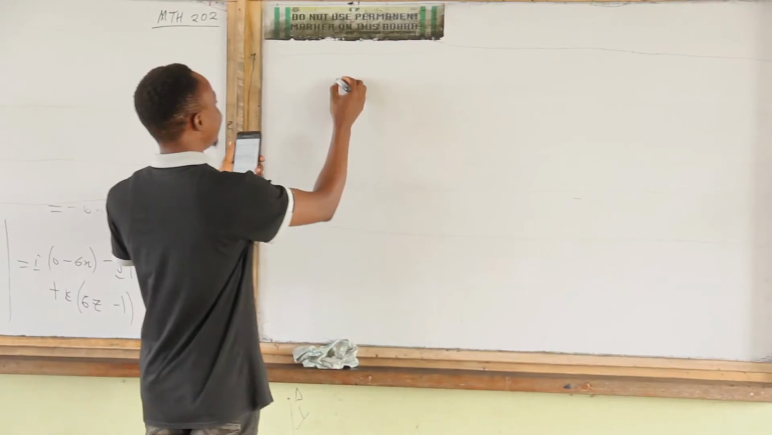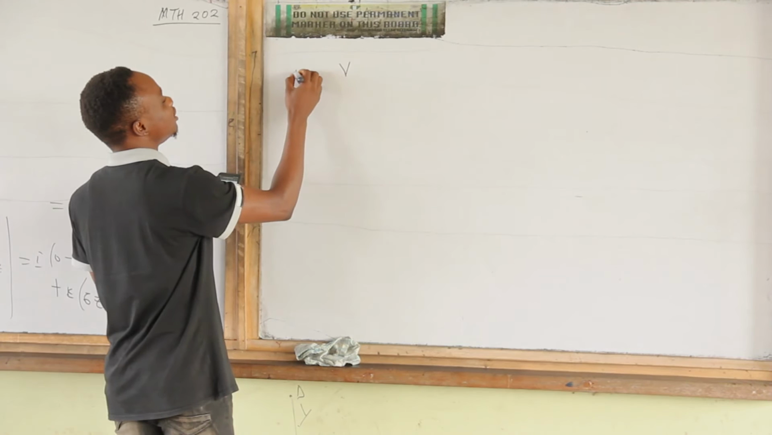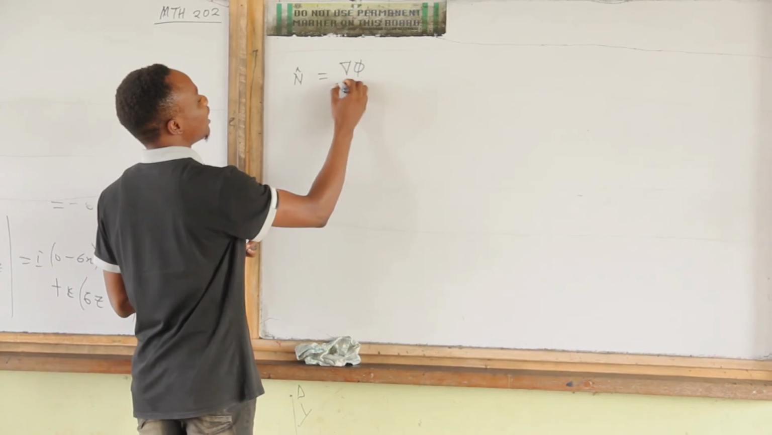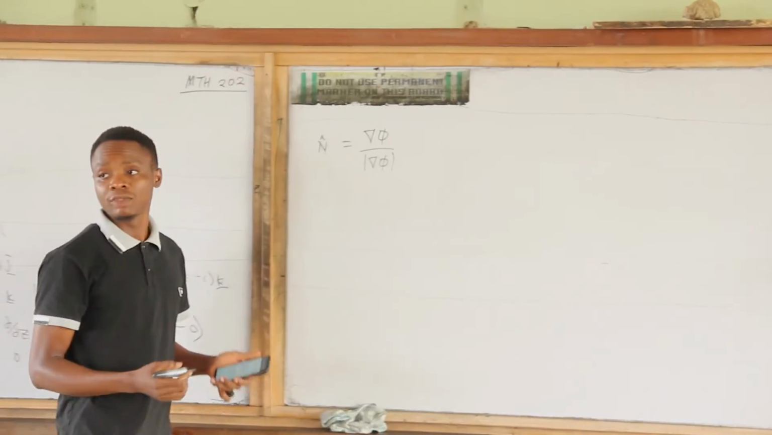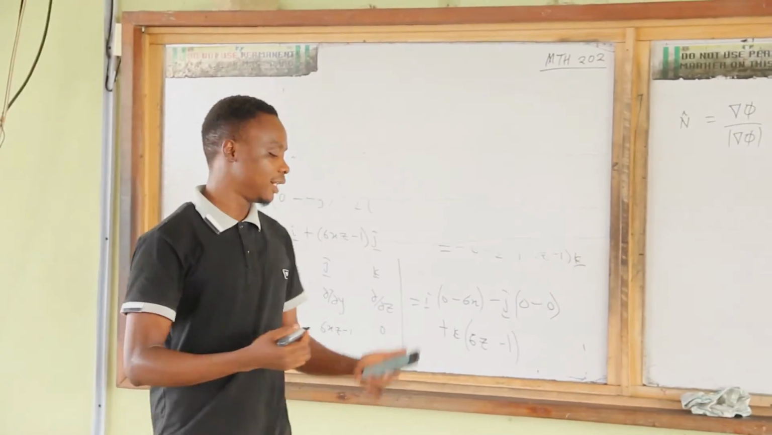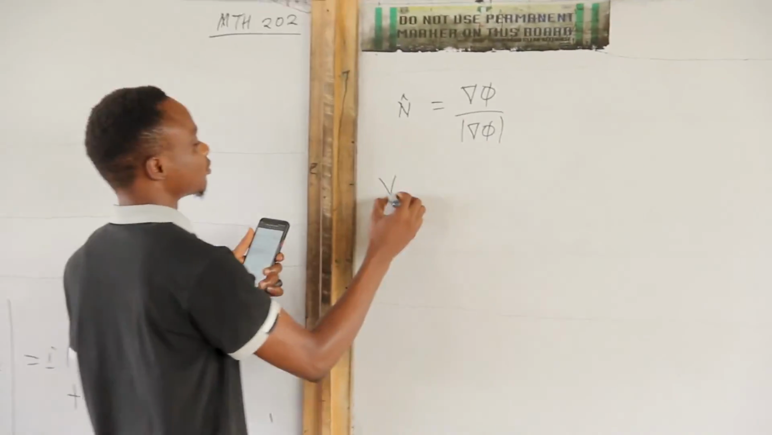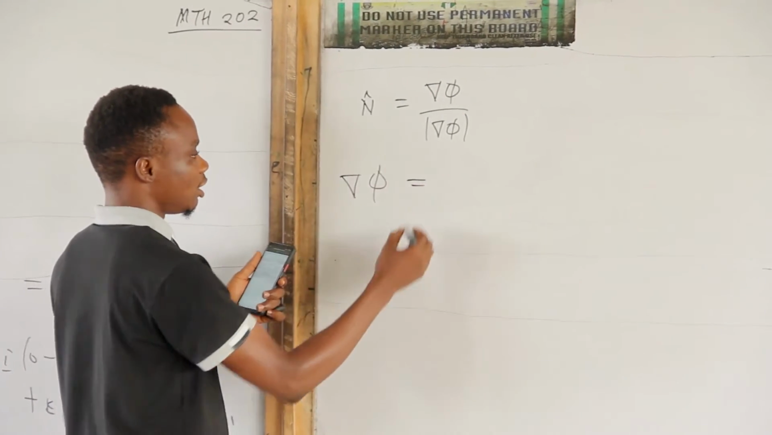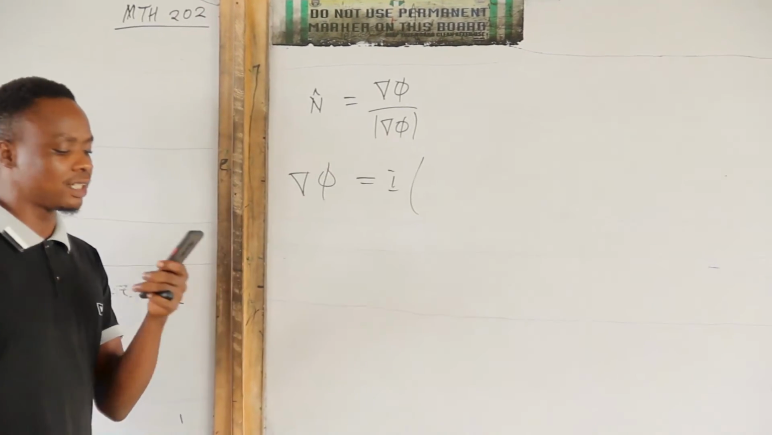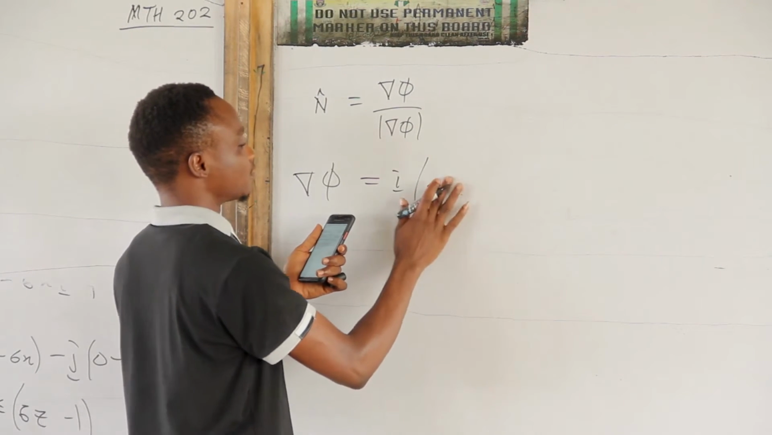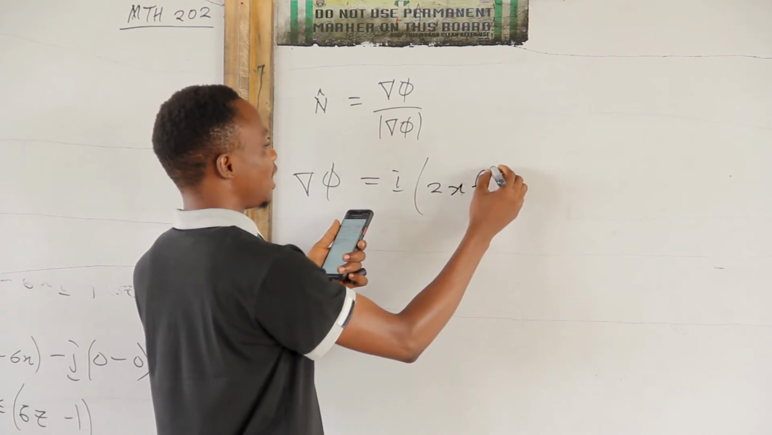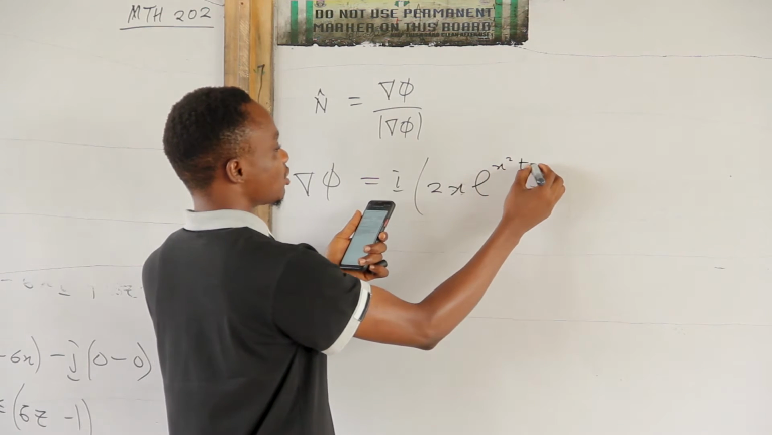So the unit normal is going to be equal to nabla phi over modulus of nabla phi. Is that clear? Alright, so what is nabla phi? Differentiate this with respect to x, what do you get? This will be 2x e raised to the power x squared plus y squared.